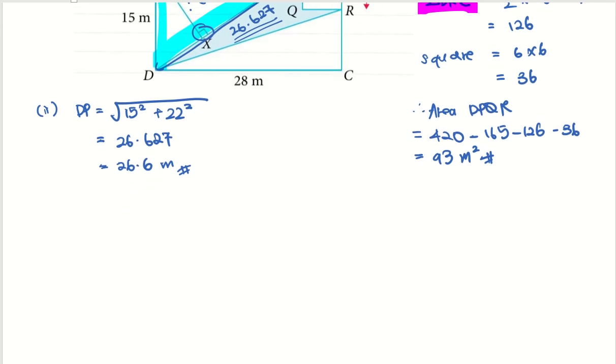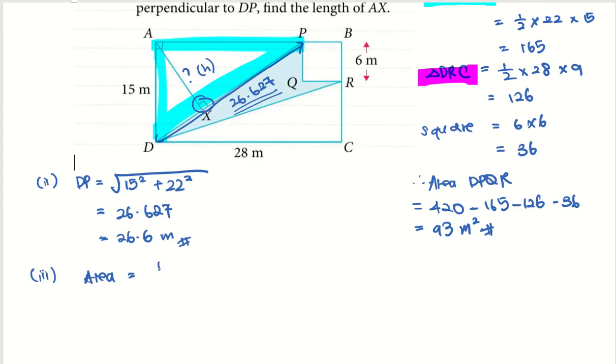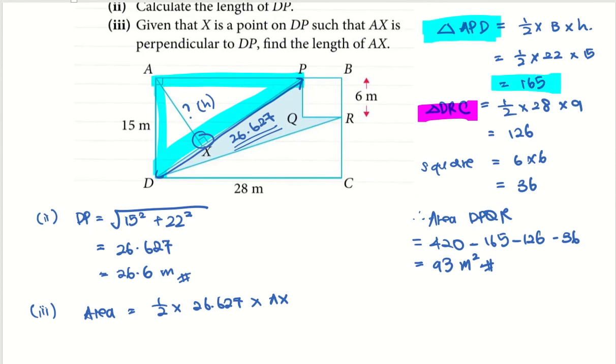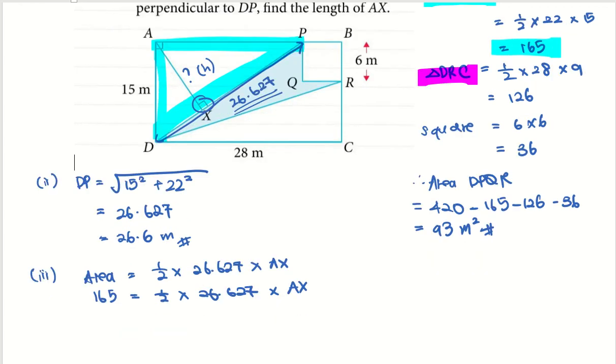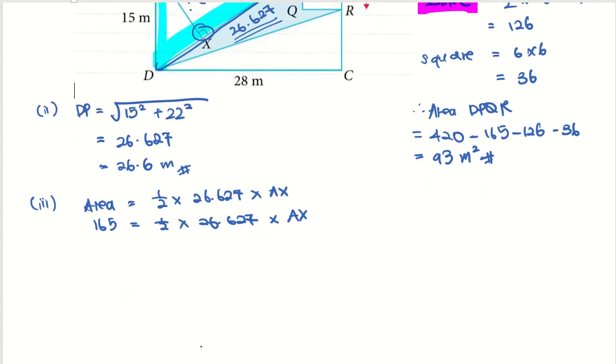I go over to part 3. We know that your area of triangle, I can also take it to be half times the base, which is 26.627, times the height, which is AX in this case. And this area is actually your 165 from part 1, because the two triangles are the same. So I'm just going to put in your area to be 165. Then this is everything else that you have already found in order to solve for AX.